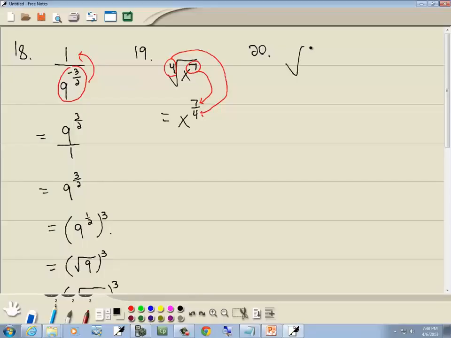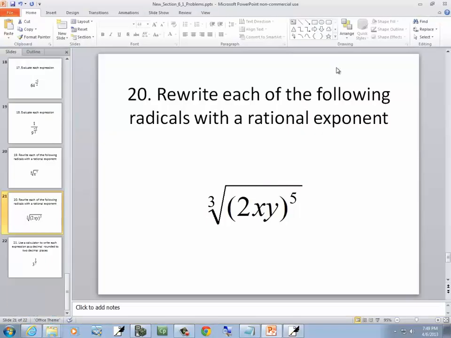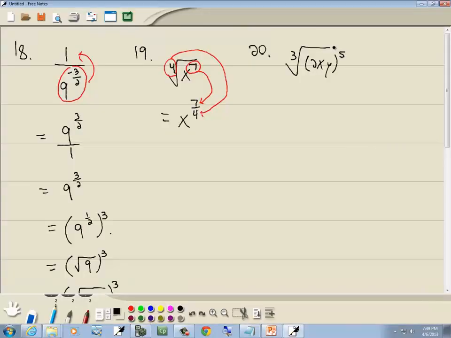And we got the cube root of 2xy to the 5th power. And again, we're going to put this in rational exponent form, fractional power form. So this will become 2xy to the 5/3 power. And that's our answer.